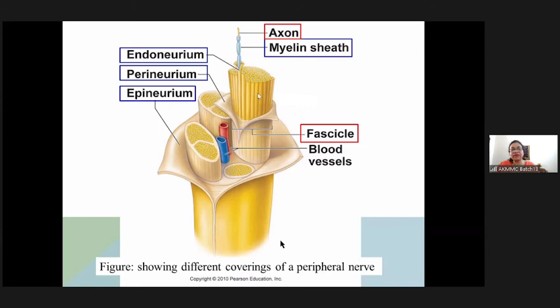Now, a bundle of fibers, or fascicle, is covered by another connective tissue covering or capsule. What is the name of this covering? Perineurium. Okay. And a fasciculus of a nerve, that may be a cranial nerve, that may be a spinal nerve. Here you can see epineurium.